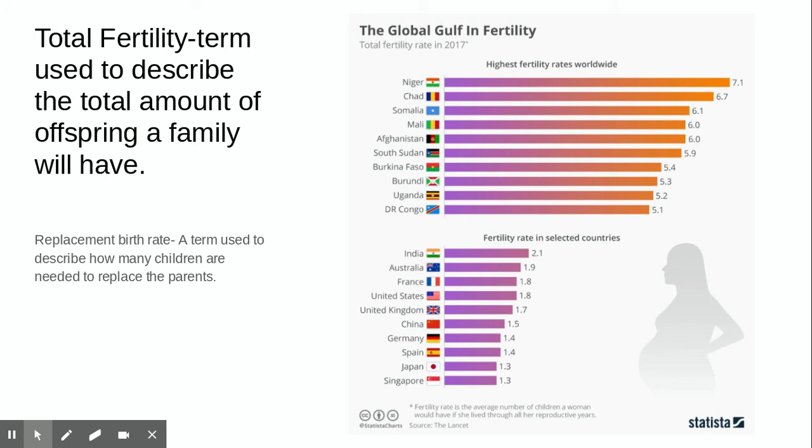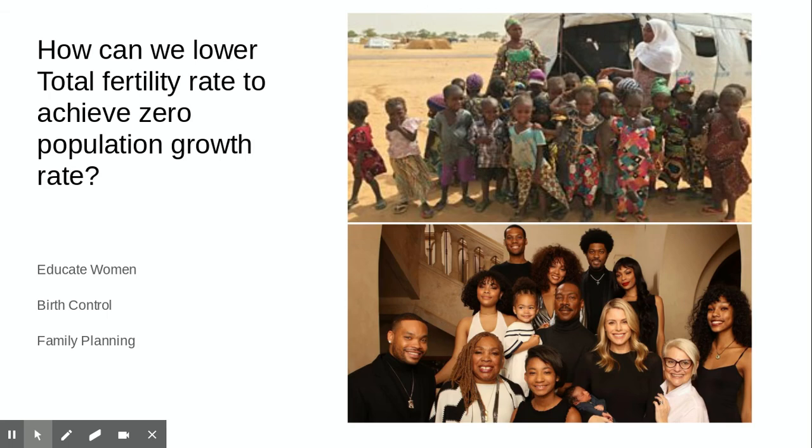Understand that as the fertility rates slow down in a country and they see that their workforce is dwindling, then immigration policies typically change as well. Okay, so how can we lower the total fertility rate? I believe this would probably be a picture of Niger or Congo, and this is the United States.